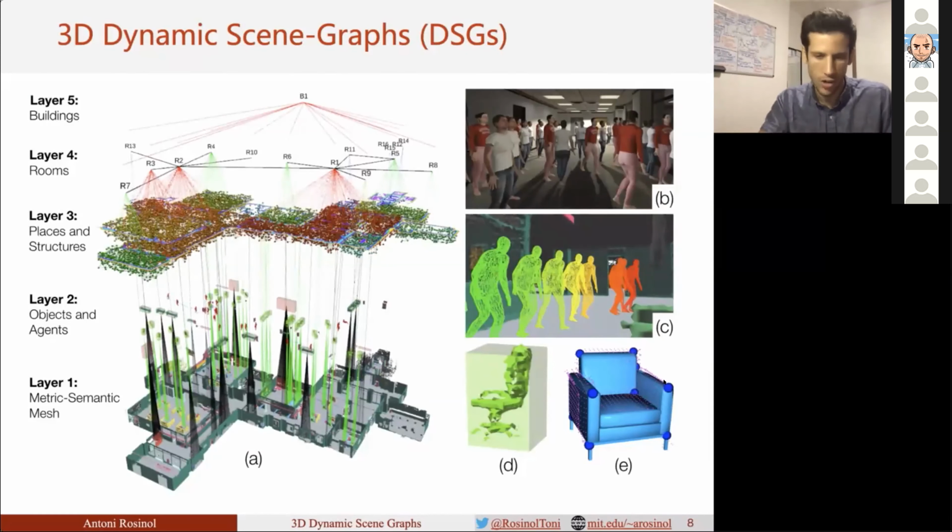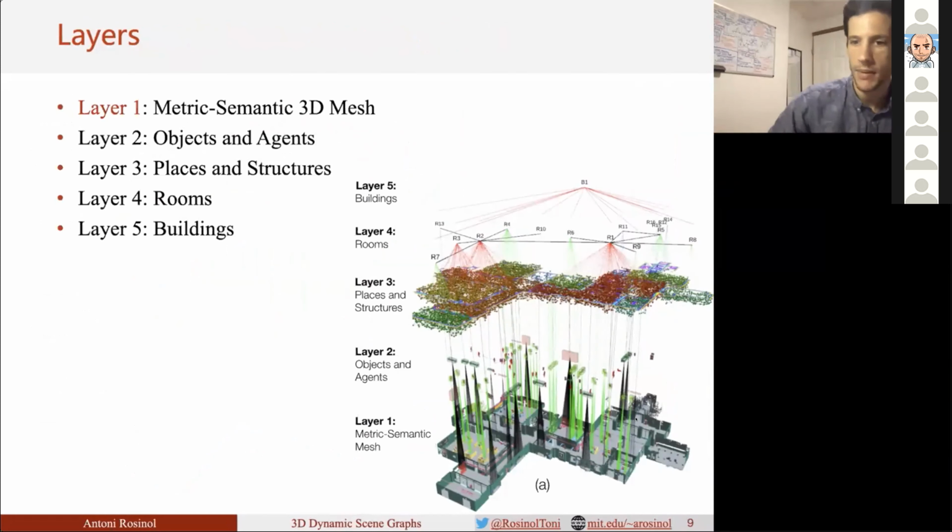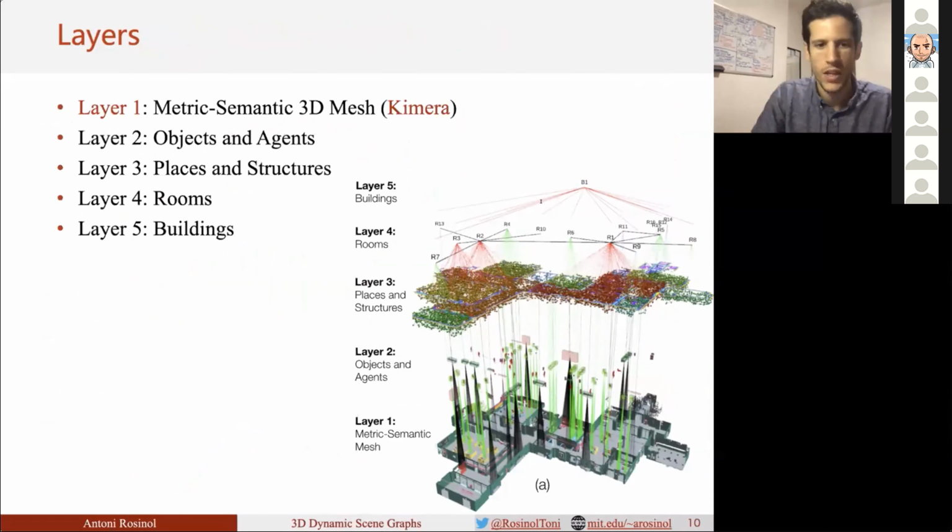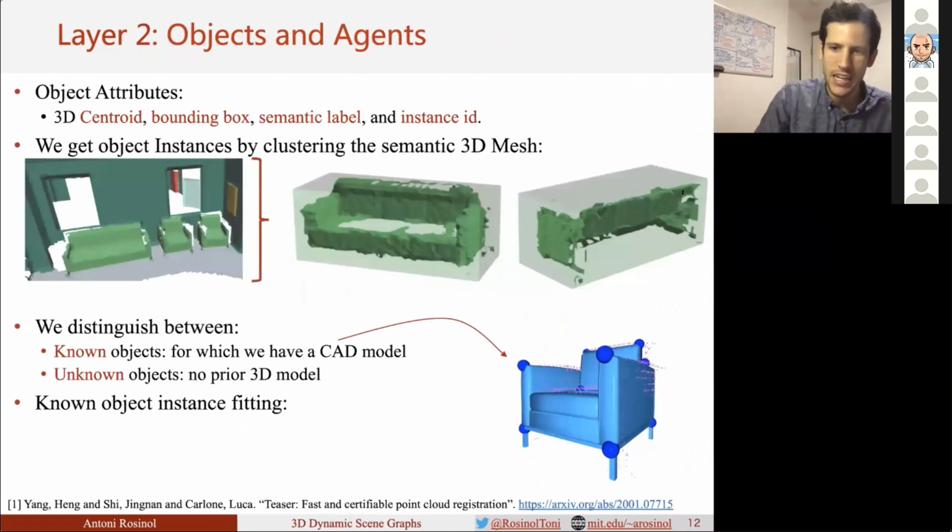As the first layer of our DSG, we have our 3D metric semantic mesh reconstructed by Chimera. In layer 2, we model objects by their 3D centroid, a bounding box, their semantic label, and their instance ID. To extract objects from the semantically labeled 3D mesh, we first extract all 3D meshes that have a given semantic label, such as a chair. Then, using Euclidean clustering over the 3D meshes, we segment the objects into multiple instances. Once we have the instances, we can compute their centroid and bounding box. We distinguish between two types of objects: known, for which we have a 3D CAD model in our database, and unknown, which has no prior 3D model.